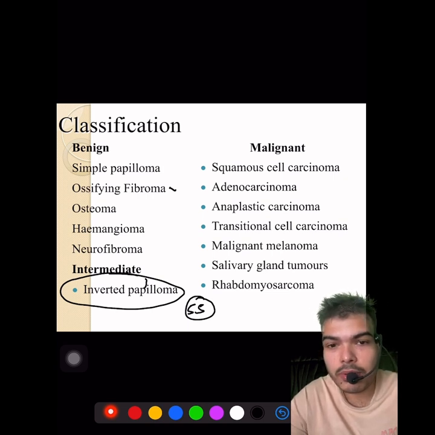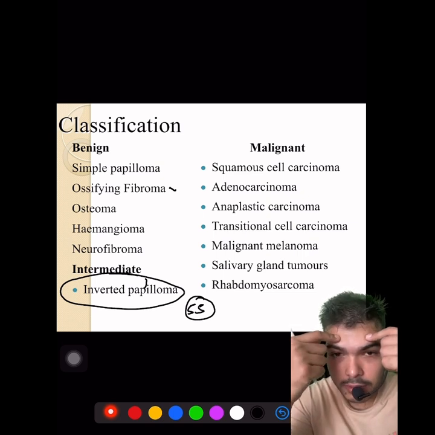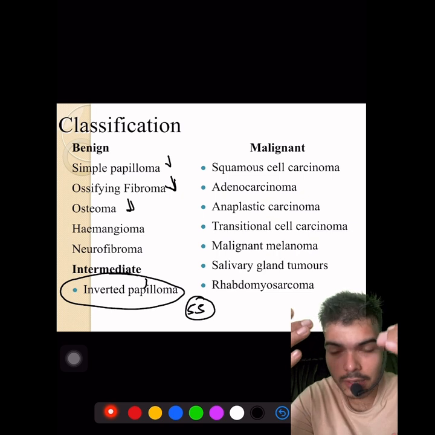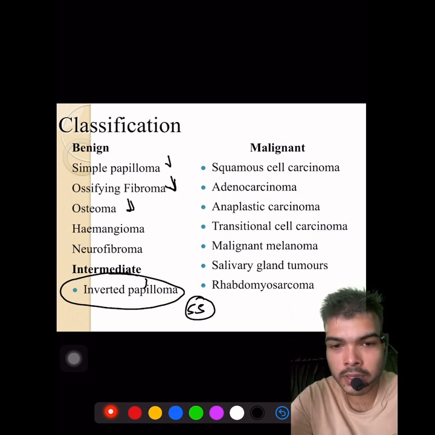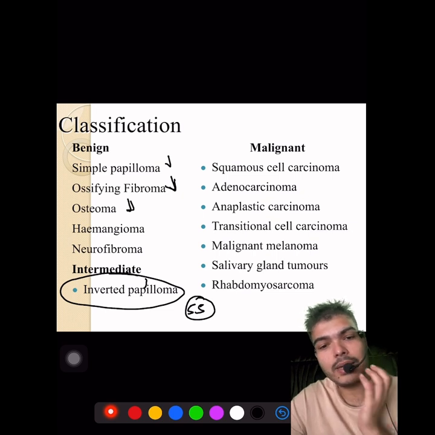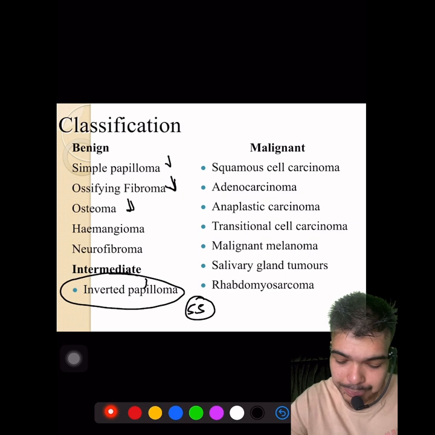What is osteoma? Osteoma is a mass that is seen in your frontal sinus. I'll talk about that later in much more detail. Ossifying fibroma means, remember, ossifying: the word means something is changing, something is converting. Normal bone will convert into a fibrous bone, and that will lead to a ground glass appearance, which we will be learning certainly.